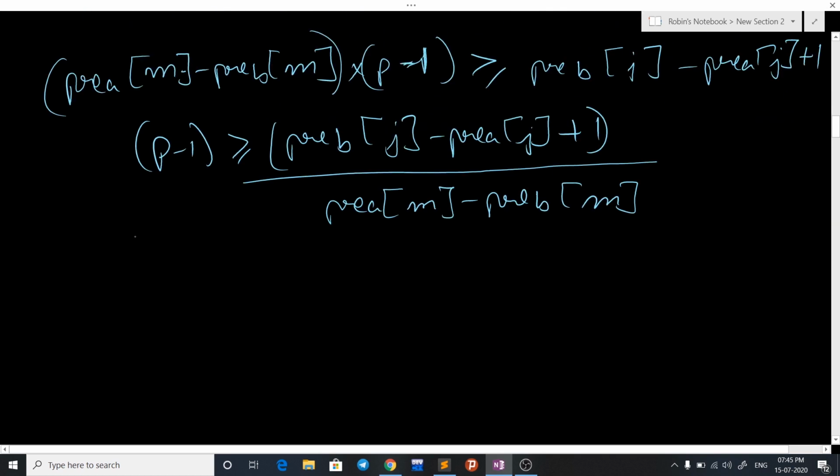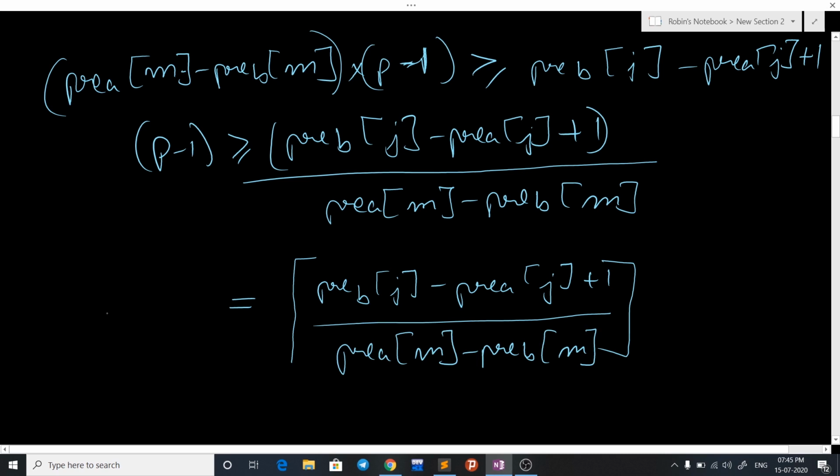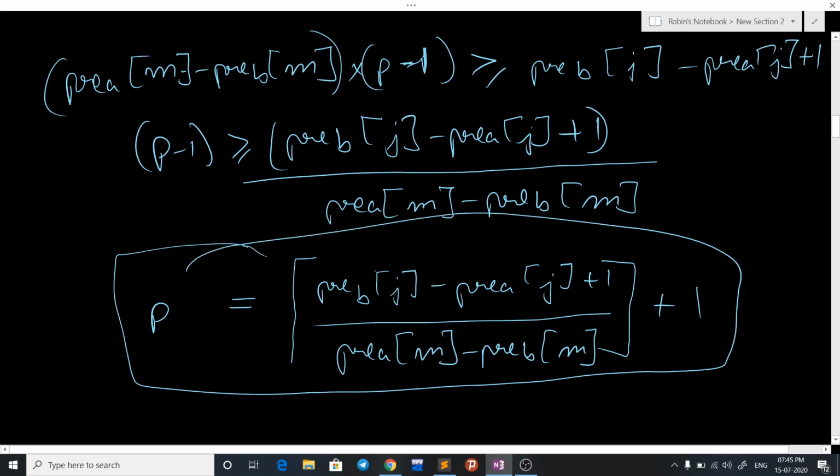Now for the smallest possible P value we can take the ceil here, so it will be pre B of J minus pre A of J plus 1, pre A of M minus pre B of M. This will be equal to P minus 1, and this minus 1 can come on the right hand side. So our P will be this formula.